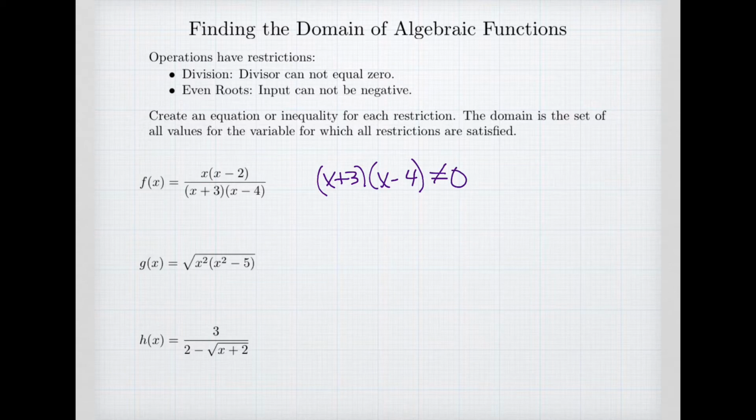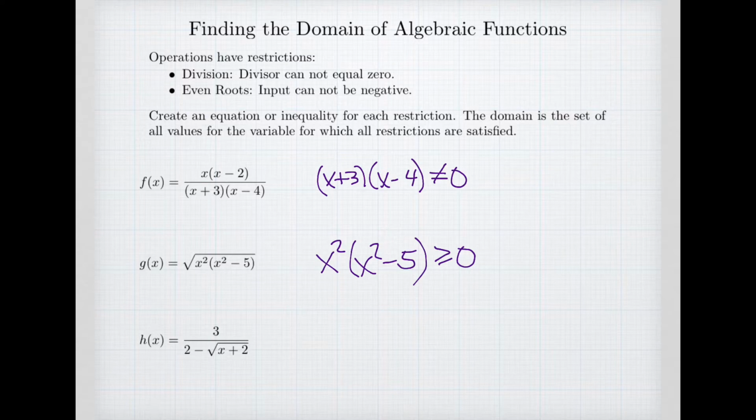Our second function, g of x, has a square root. And so the square root, the input, cannot be negative. So let's look. The input is x squared times x squared minus 5. To not be negative means it has to be greater than or equal to 0. That's the restriction for g of x.